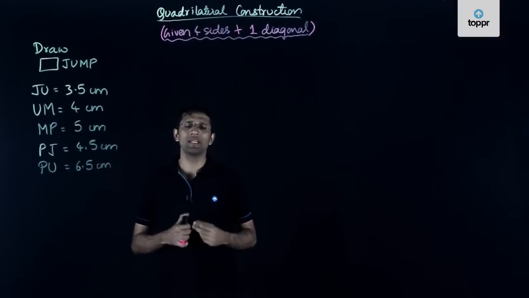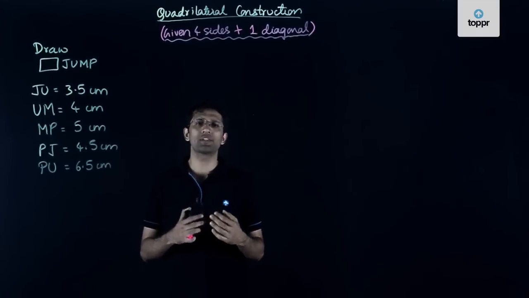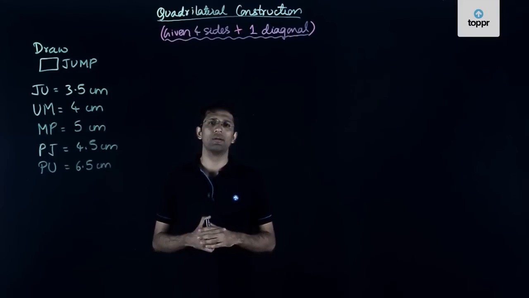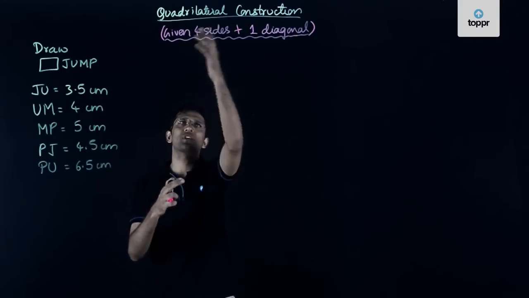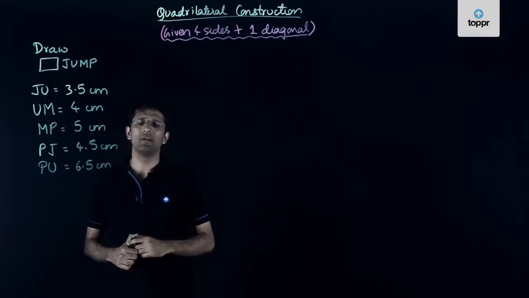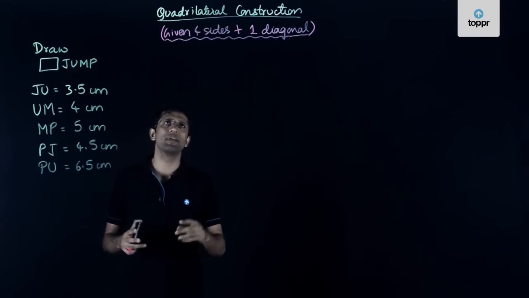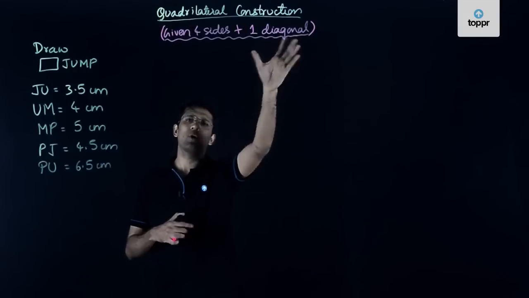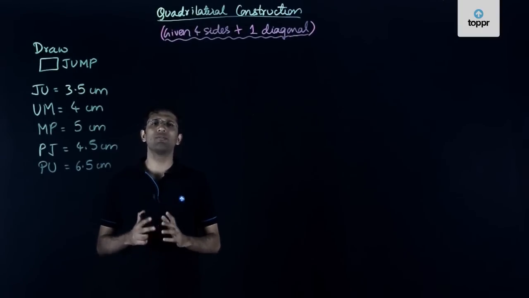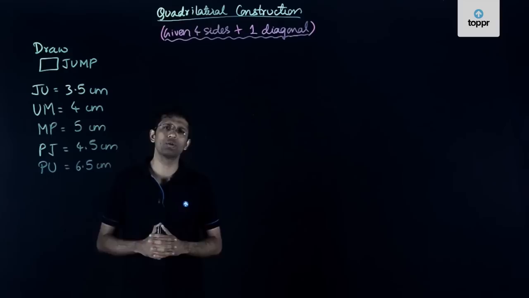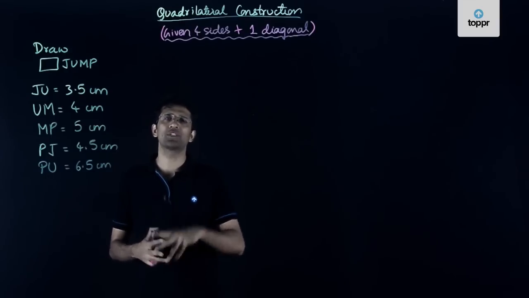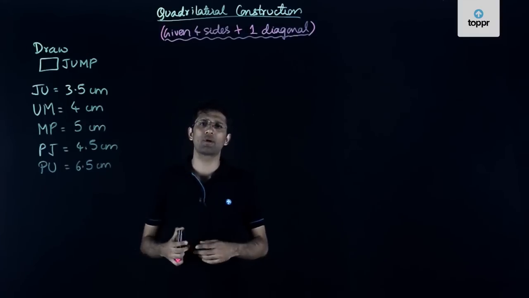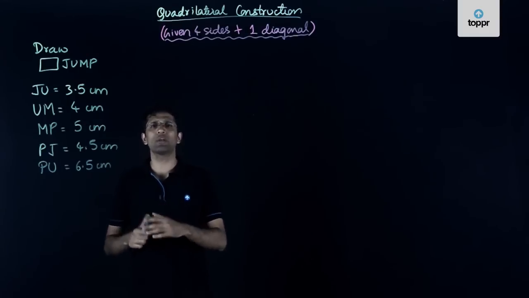Hi, in this class we are going to see how to construct a quadrilateral given enough information about it. So in this class we are going to learn construction of quadrilaterals. In the first question we will be given 4 sides of the quadrilateral and also 1 diagonal. So we have the length of 4 sides and we also know the length of 1 diagonal. Based on these 5 pieces of information, 4 sides plus 1 diagonal, we can draw the quadrilateral. Let's look at the question.